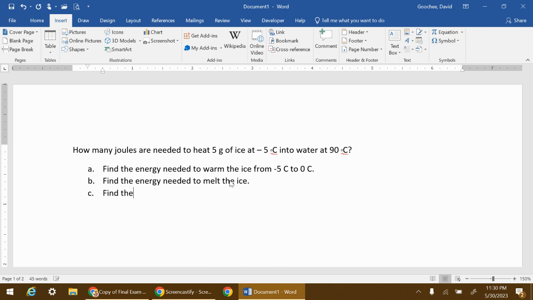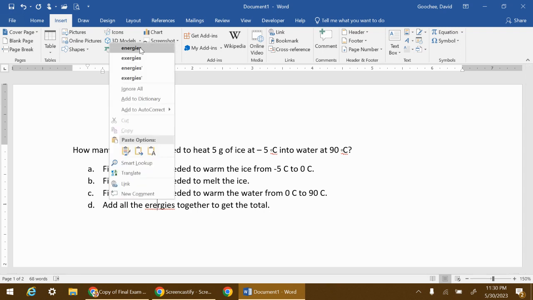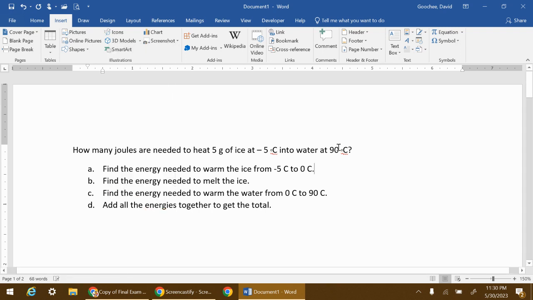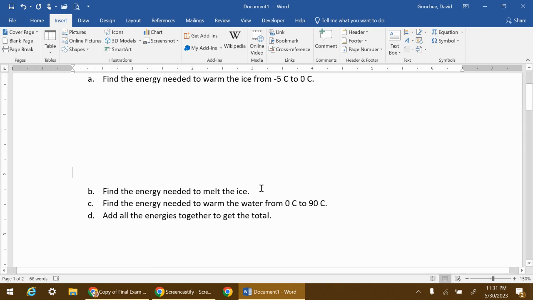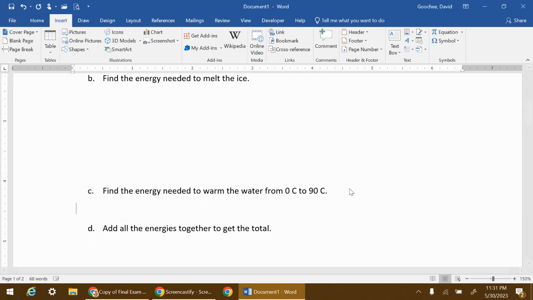Lastly, you need to find the energy needed to warm the water from, when it's done melting, 0 Celsius to 90 degrees Celsius. And lastly, add all the energies together to get the total. So this kind of problem is going to be broken down for you into steps to help you structure it, okay? See here.